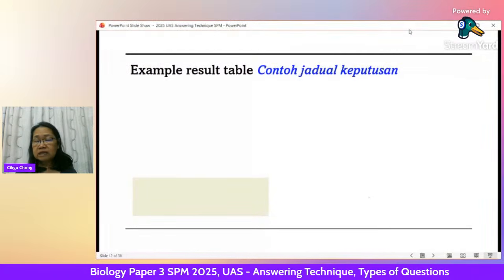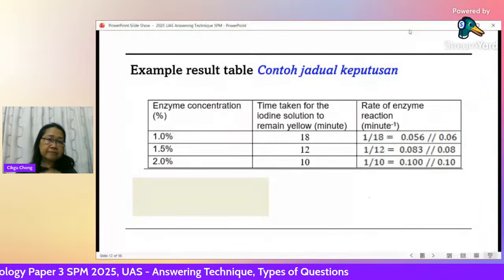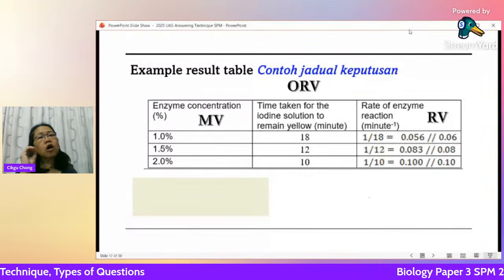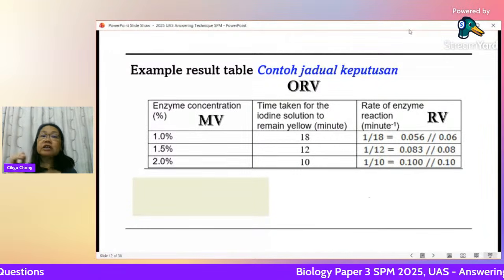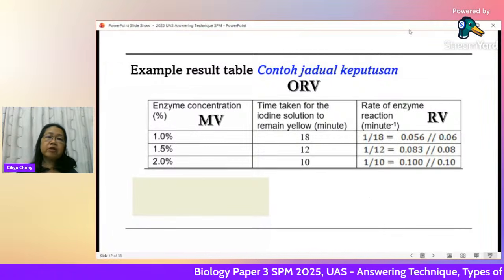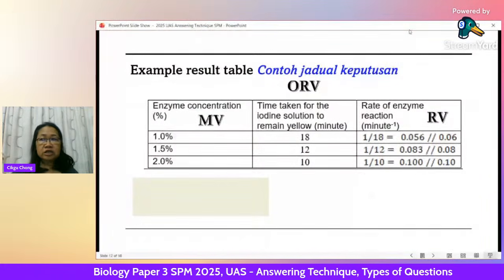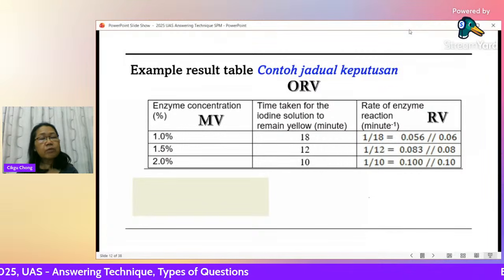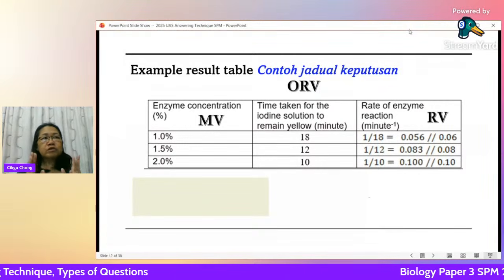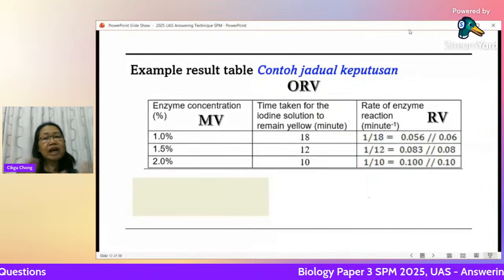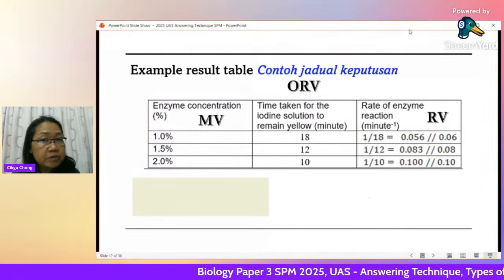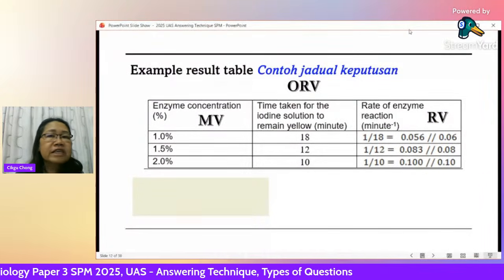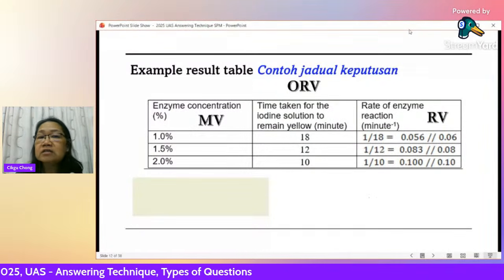Result table, tabulating your data. Let's say this is your answer. Here's your MV. Here's your ORV. ORV is called operating responding variable. It actually means what you record in your experiment. You cannot record the rate of enzyme reaction, that one you calculate. What you can actually record is the time taken. So your ORV is the time taken for the iodine solution to remain yellow.